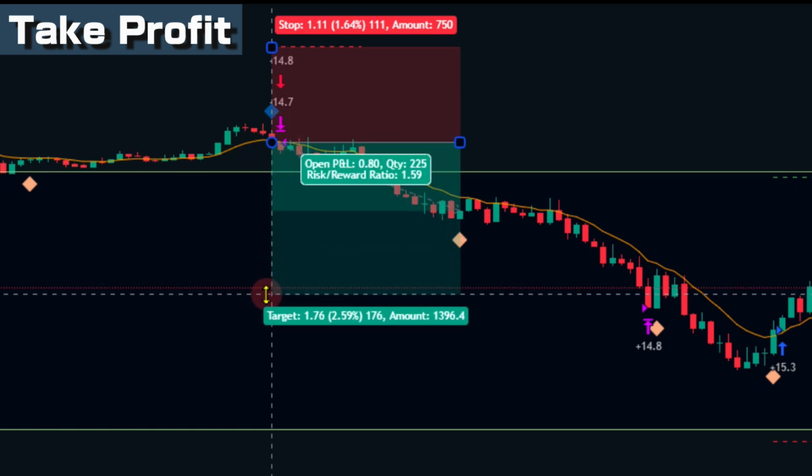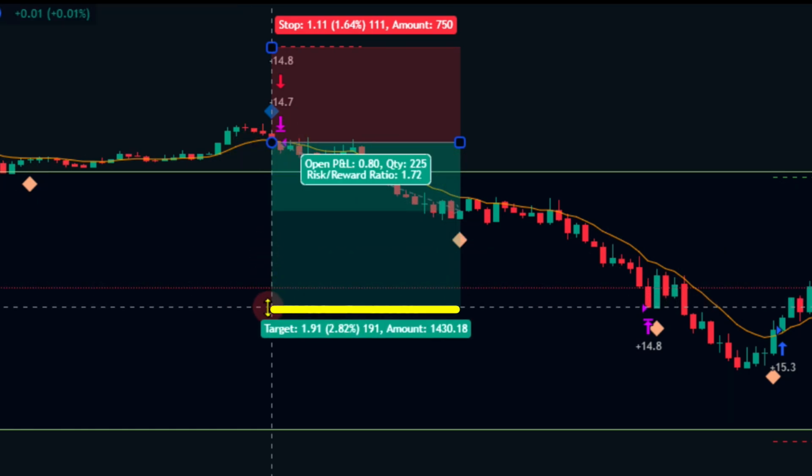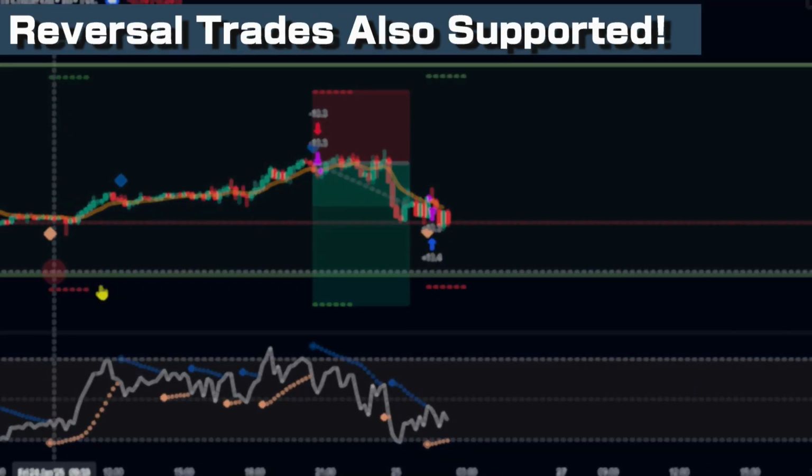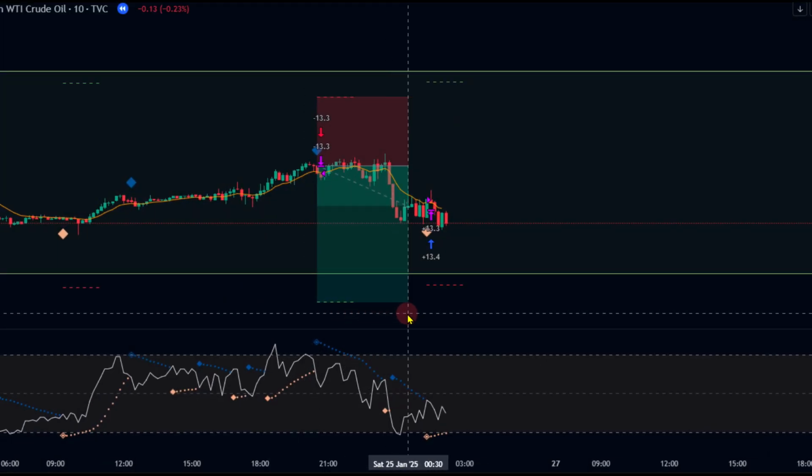Take profit. Take profit is set at twice the size of the risk. Just like with long entries, the risk-reward ratio is 2.0. Reversal trades are also supported. Of course, if the conditions flip, the strategy will reverse instantly.